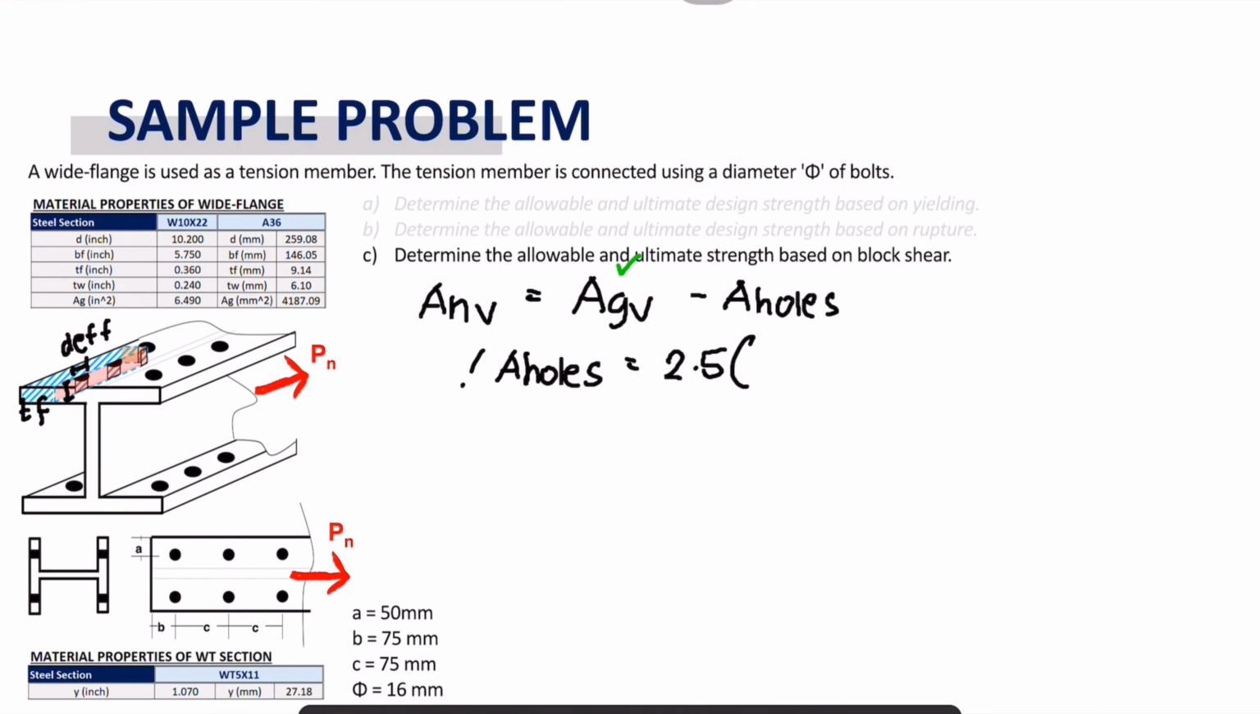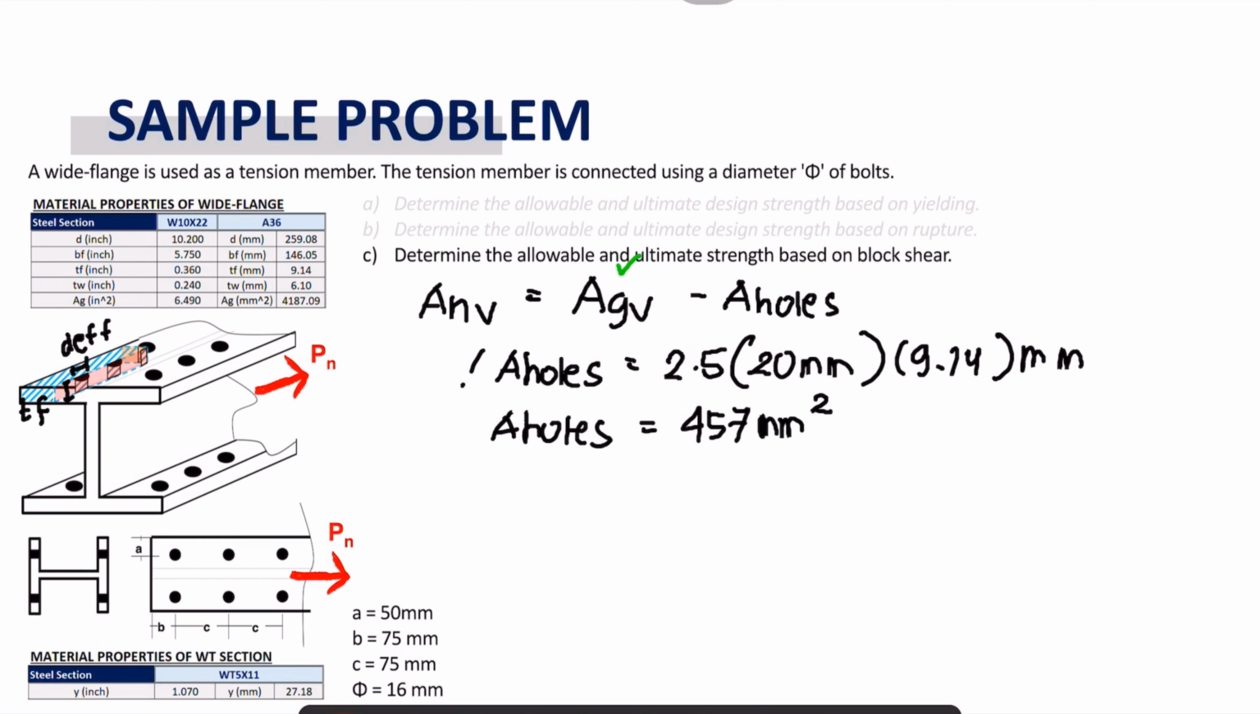So, therefore, our D effective is 20 millimeters multiplied doon sa ating thickness ng flange. Thickness ng flange, 9.14 millimeters. So, therefore, our area of holes would be equal to 457 square millimeters. So, meron na tayong gross area ng shear, meron na tayong area of holes, so therefore, we can totally solve for our net area.